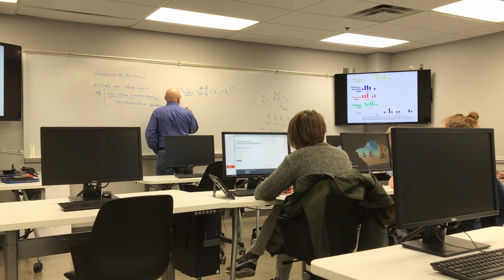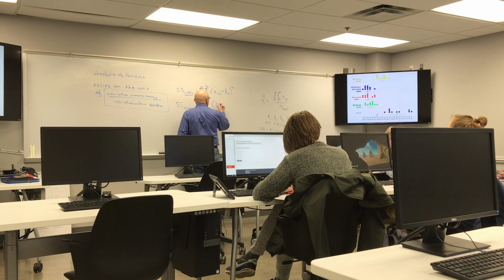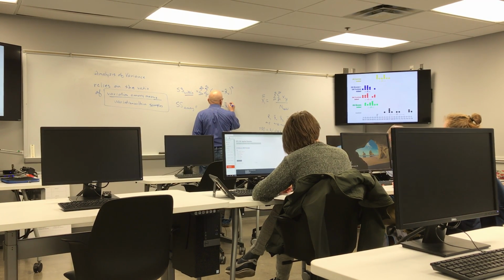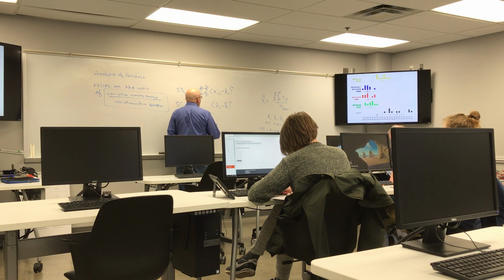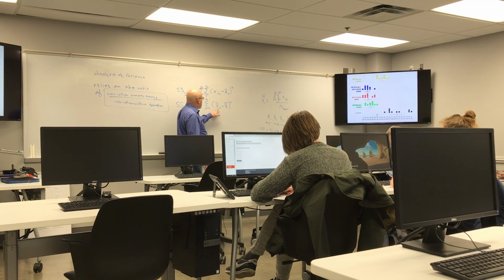Sums of squares among is the treatment means and how they vary from the grand mean, squared. So you would sum this across all of the treatments. And so this is sums of squares of how the treatment means differ from the grand mean.